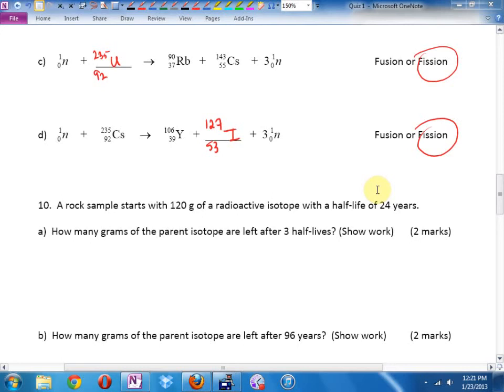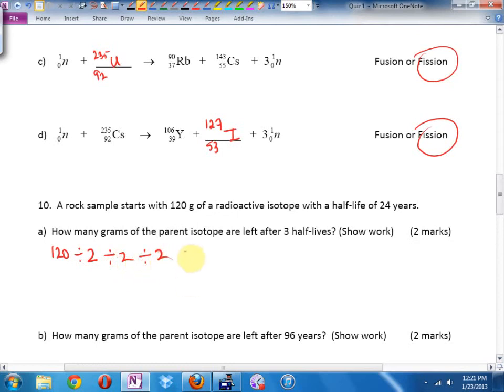A rock sample starts with 120 grams with a half-life of 24 years. How many grams are left after 3 half-lives? Hayden, how many half-lives? 3. Here's what you're going to do then. You're going to go 120 divided by once, twice, 3 half-lives. You divide by 2 3 times.